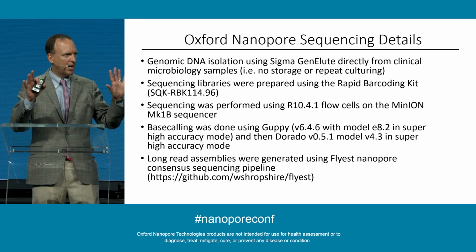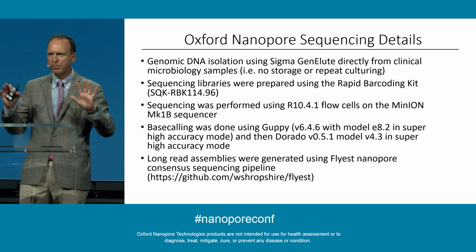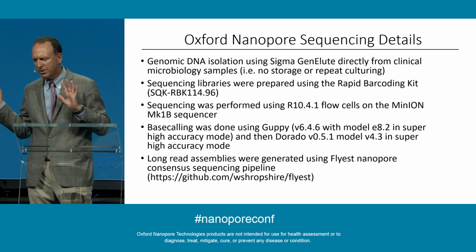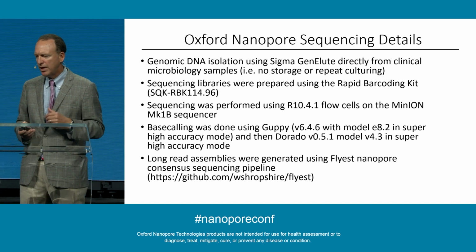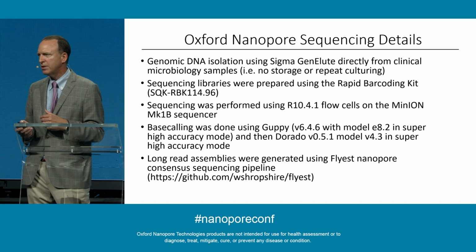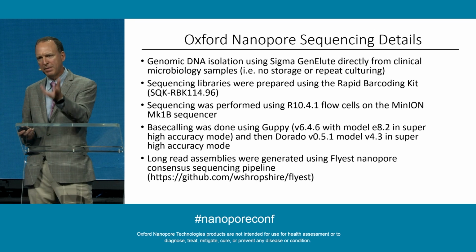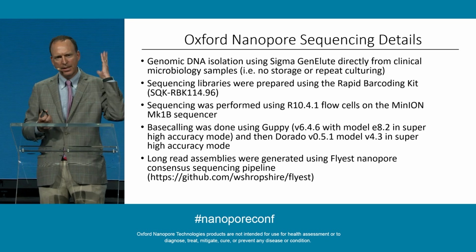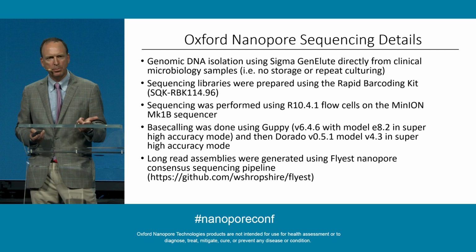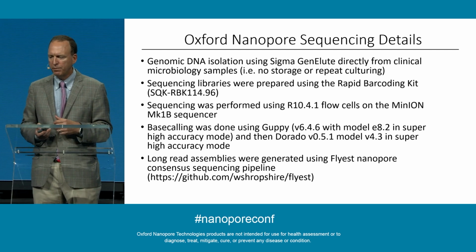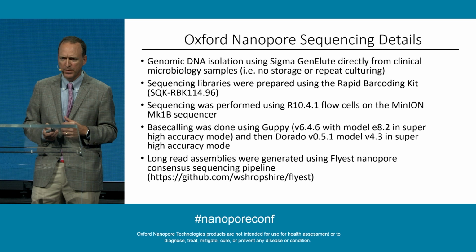Okay, so here's the part that I had to put in. My computational biology people went over it, so I hope I don't make too many errors, so I apologize. The genomic DNA was all done by her. She did it using Genolutes directly from the clinical microbiology samples. So basically, she went to the micro lab, got the plates, scraped the plates, isolated the DNA. She used the rapid barcoding kit, and then she performed sequencing using the R10.1 flow cells using the MinION sequencer.